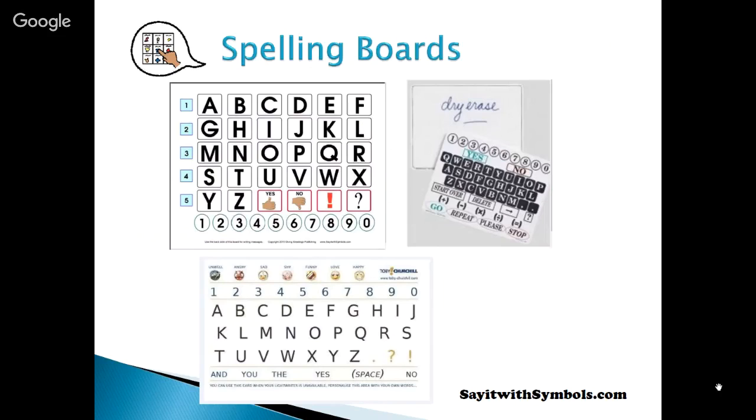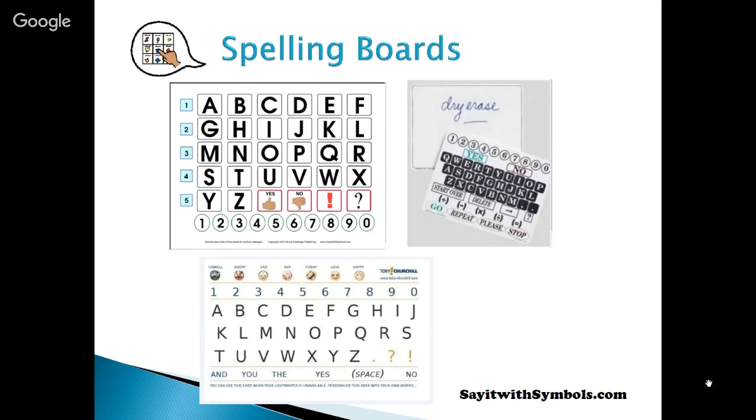These are some examples of spelling boards. So for people who can still read and write, spelling boards are very popular. Low-cost alternative. These are some examples. Most of them come laminated so that the individual can circle the pictures they want or write a message on the back.